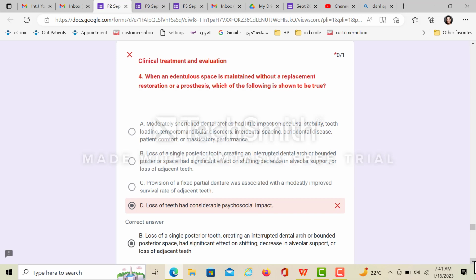Loss of teeth had considerable psychosocial impact. Well, it all depends on patient to patient. Not everybody has a psychosocial impact. Hence, I won't go with this option. I don't know why the candidate chose this option. It's pretty obvious that the option is B.